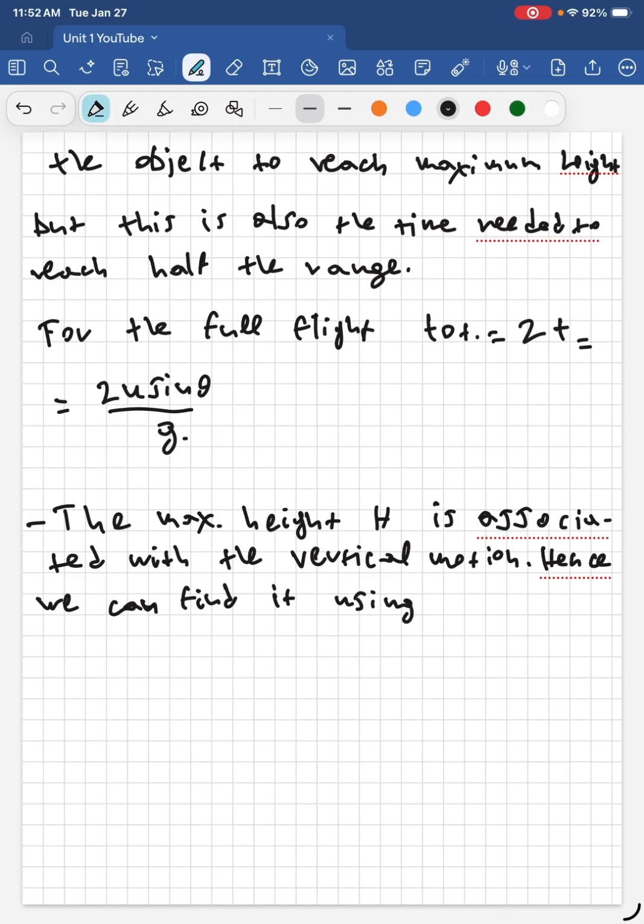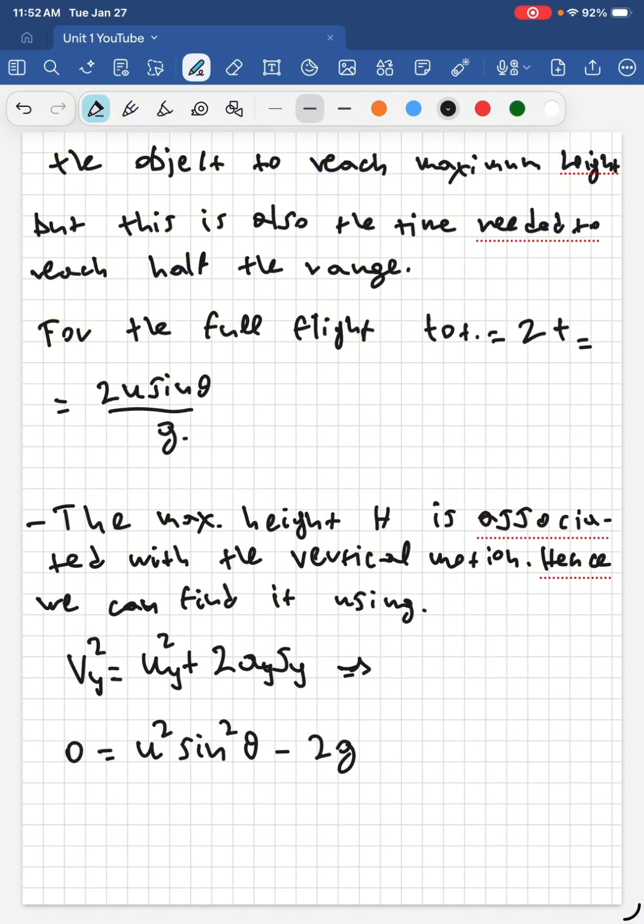Hence we can find it using v squared equals u squared plus 2as. Let's call these vy, uy, ay, and sy. What's the final velocity at the maximum height? 0. What's the initial velocity? U sine theta. So we have u squared sine squared theta minus 2g times h, where h is the displacement in the y direction. So h, the maximum height, after lots of calculations, is u sine theta squared over 2g.